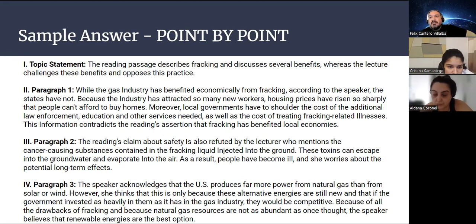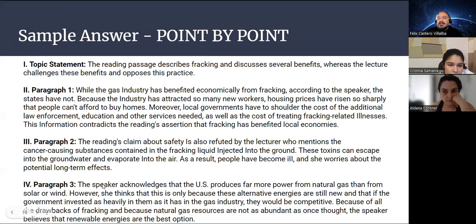Yes. So in paragraph 1, we started completely with the listening passage, the lecture, and then just a final sentence on the reading passage. Here in paragraph 2, it starts with what the reading says, like the reading's claim about safety, and then it is refuted, and then the 3 reasons why it is refuted.